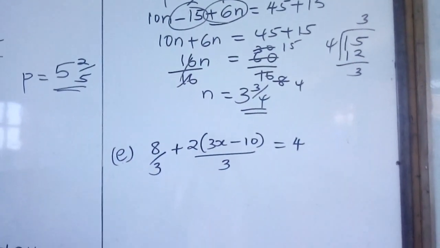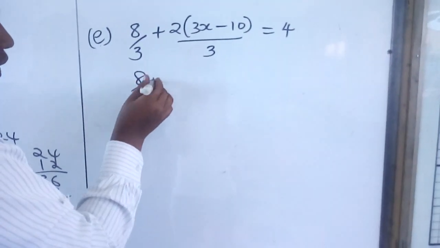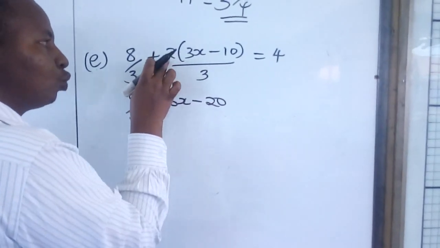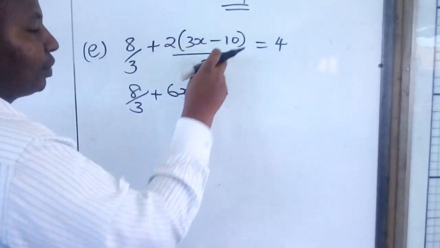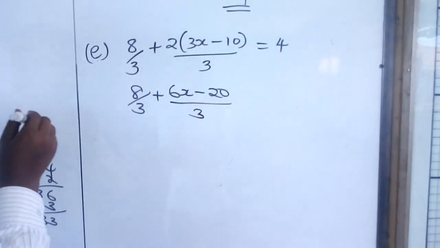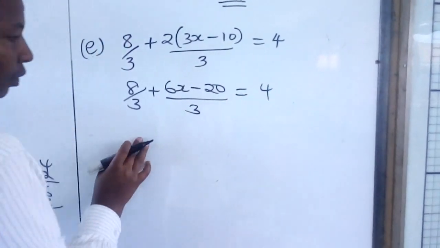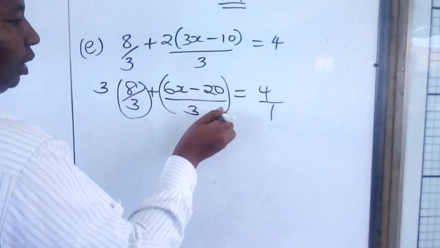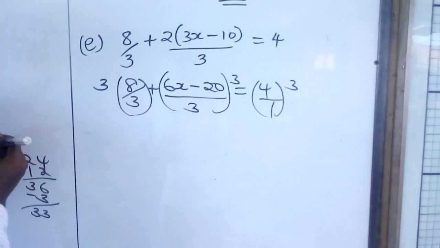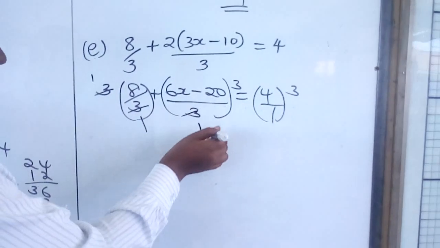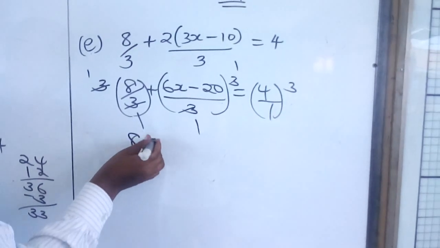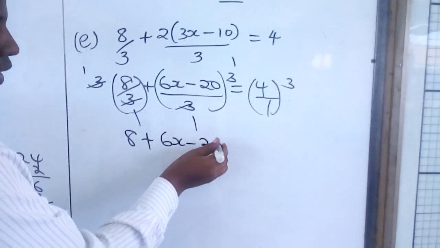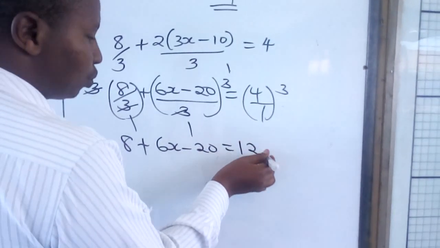The last question, open the brackets. So it will be 8 over 3 plus 6x minus 20. That is 2 times 3x, 6x, 2 times 10, 20, all over 3, is equal to 4. Remove the denominators. The LCM of 3, 3 and 1 is 3. So multiply by 3 every term, including the answer. So you are left with 8 plus 6x minus 20 is equal to 12.